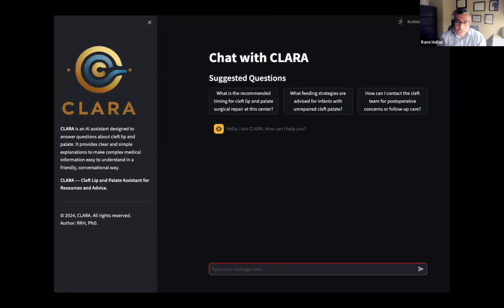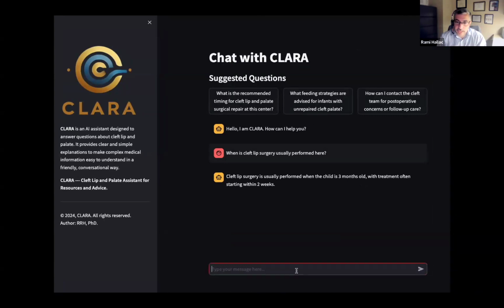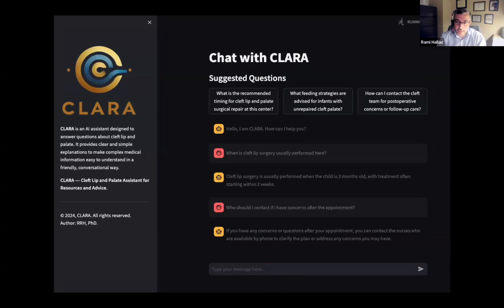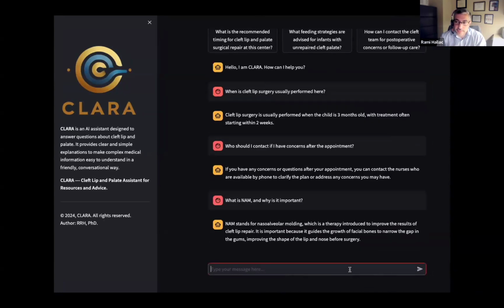The second demo shows how the app gives parents helpful answers based on the hospital guidelines and does so in a way that's easy to understand. When a parent asks who to contact after their appointment, the app points them directly to the nursing team, not just a general help message, but an actual clinical contact path, which makes a big difference when families need a quick reference.